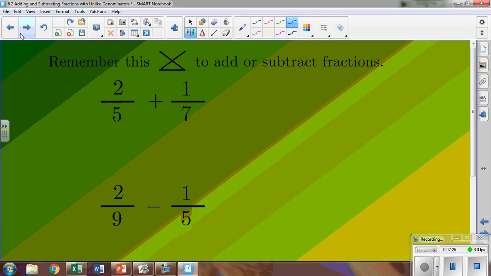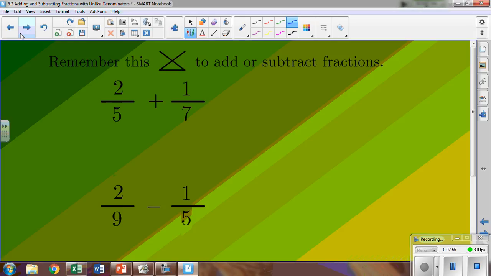This particular method is both good and bad because it's a very simple, straightforward rule. If you remember this picture, it tells you exactly what you need to do to get the answer. Really straightforward, really direct. This will work on every single adding and subtracting problem there is. If you need to add or subtract fractions, this is going to work. It will work when the denominators are the same. It will work when the denominators are different.